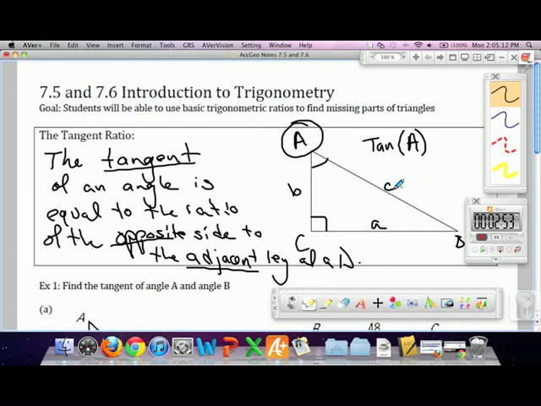So what should the tangent of angle A be? What would be the ratio there? What would be the length? Andrew, you're itching to try.